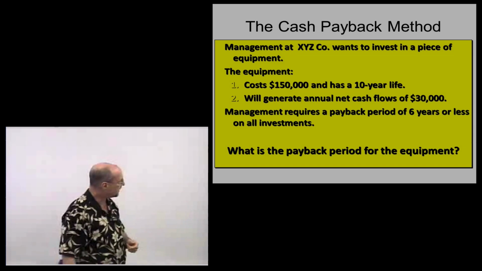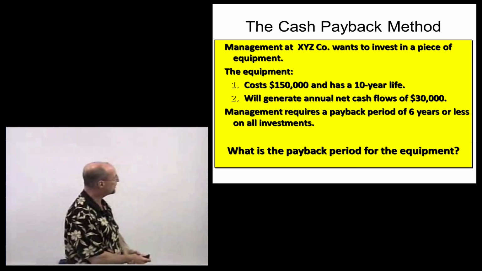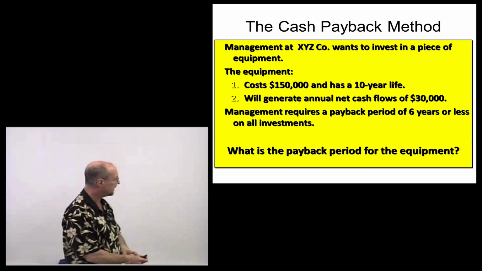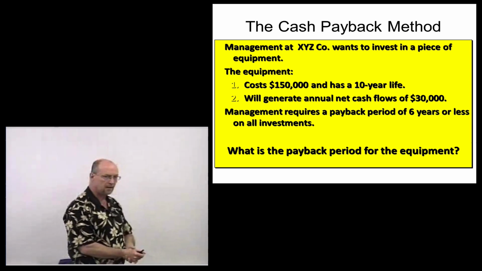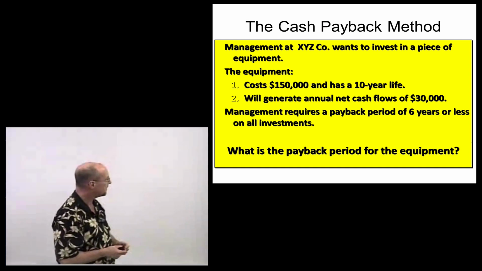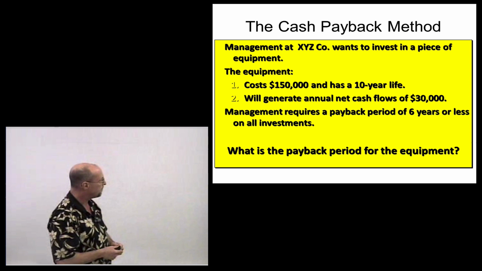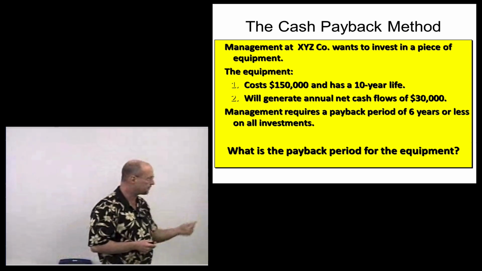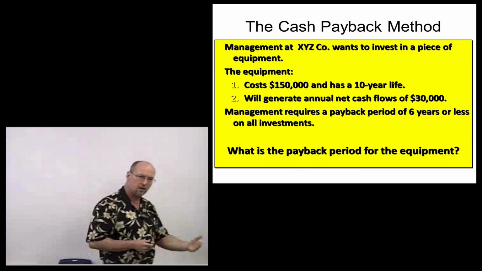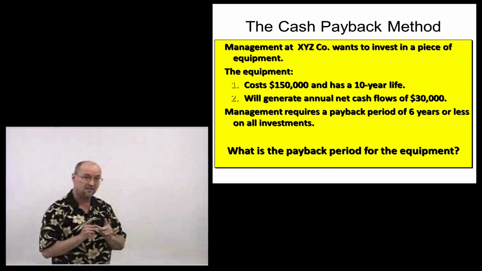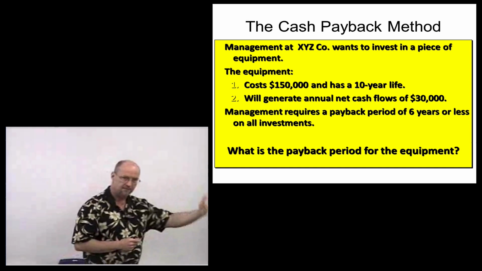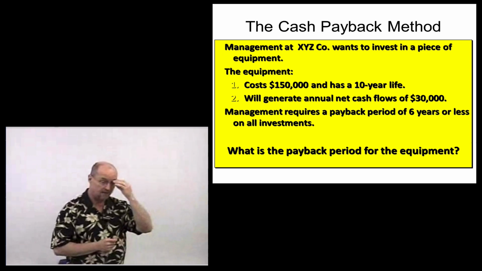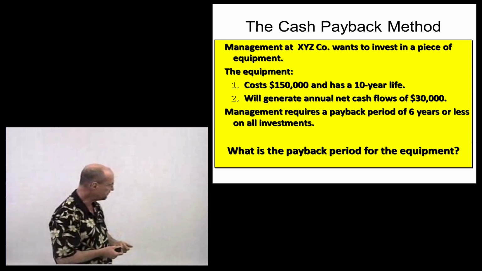Okay? And so, for example, if we have a cost of an investment that's $150,000, 10-year life, will generate annual net cash flows of $30,000, then 150 divided by 30 will recover our investment in 5 years. Okay? Now, management may have a policy, and we just made up some numbers, that any investment should be recovered within a 6-year period, and it should certainly be recovered before the end of the useful life. That's an absolute deadline. If you can't recover your investment by the end of the useful life, you're not going to recover the investment. Okay?